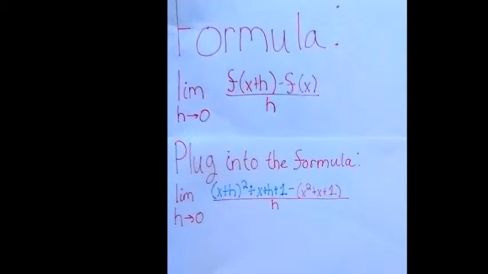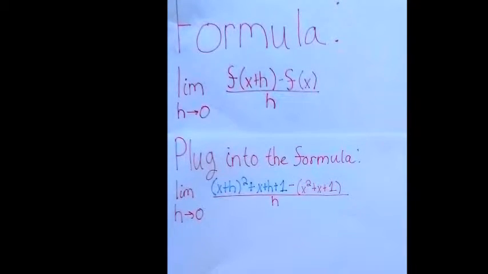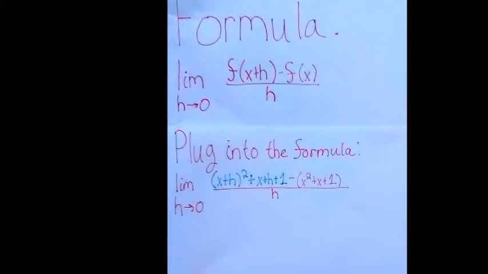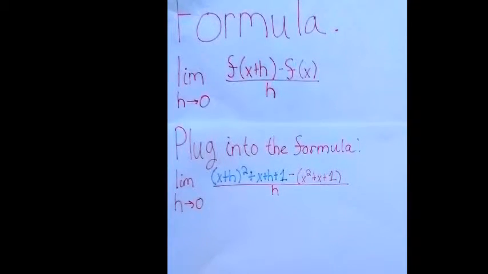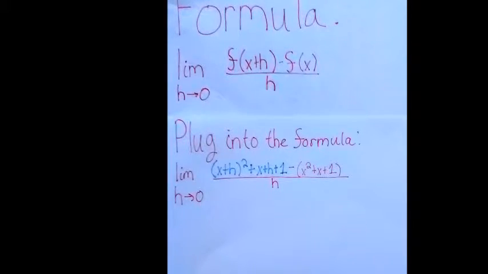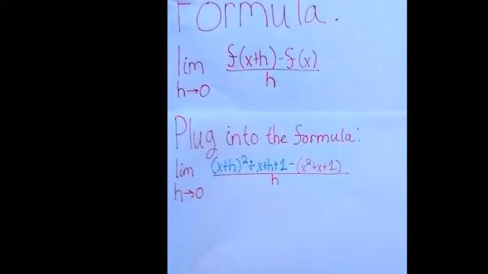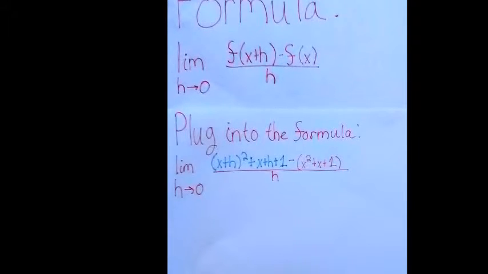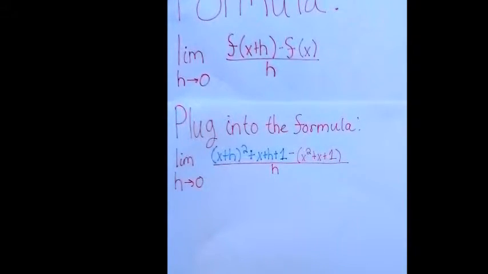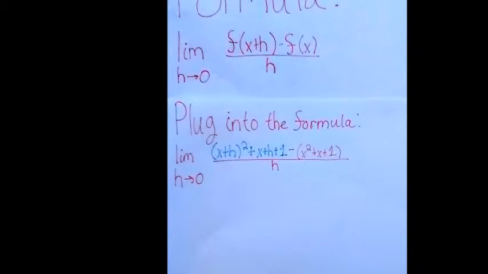You end up getting the limit of (x plus h) squared plus (x plus h) plus 1 minus (x squared plus x plus 1) all over h as h approaches 0. The blue is the f of x plus h and the orange is the f of x. Notice the parentheses are on the x squared plus x plus 1. You will distribute the minus to each term as I'm about to show you. The main goal of this is to cancel like terms, but we can take the limit later.